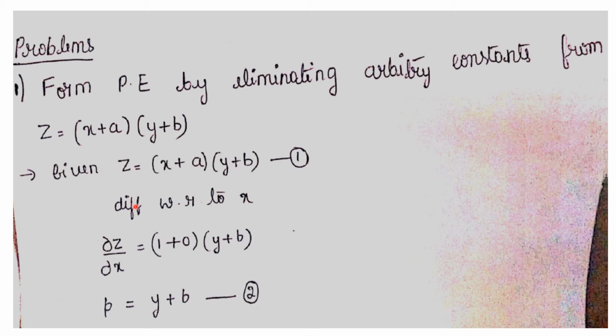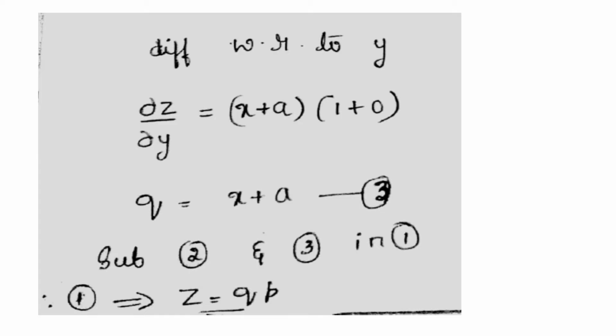What do we have to do next? We have differentiated equation 1 partially with respect to x, and we got p = y + b. Next, we apply step 2, that is, differentiate equation 1 partially with respect to y. So dou z by dou y equals the differentiation of (y + b): y with respect to y is 1, b with respect to y is 0, so 1 plus 0 is 1, times (x + a), which is x + a.